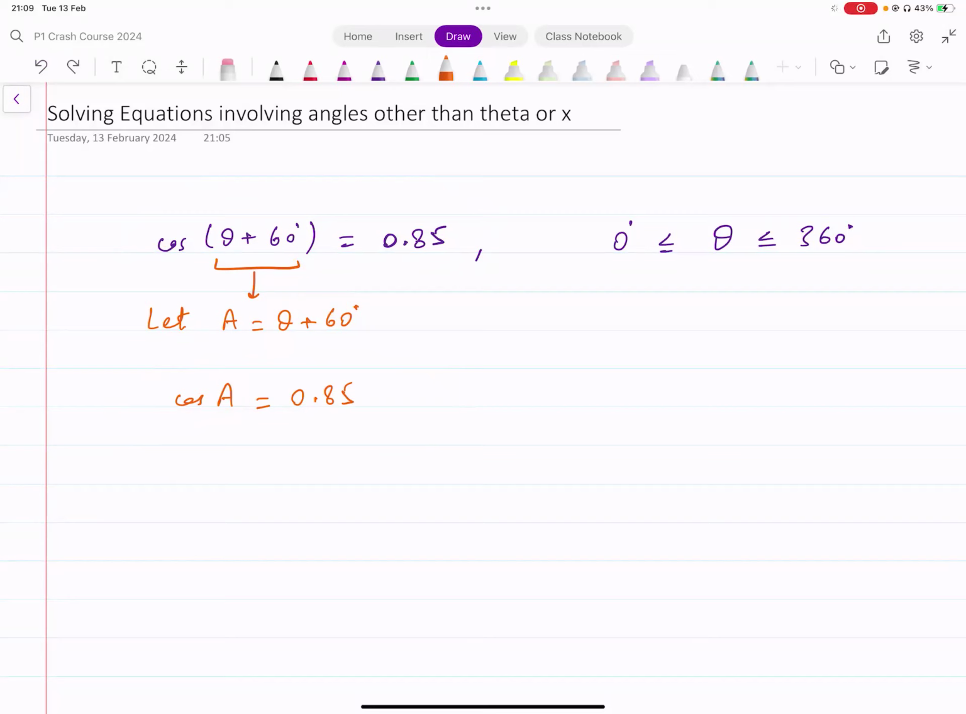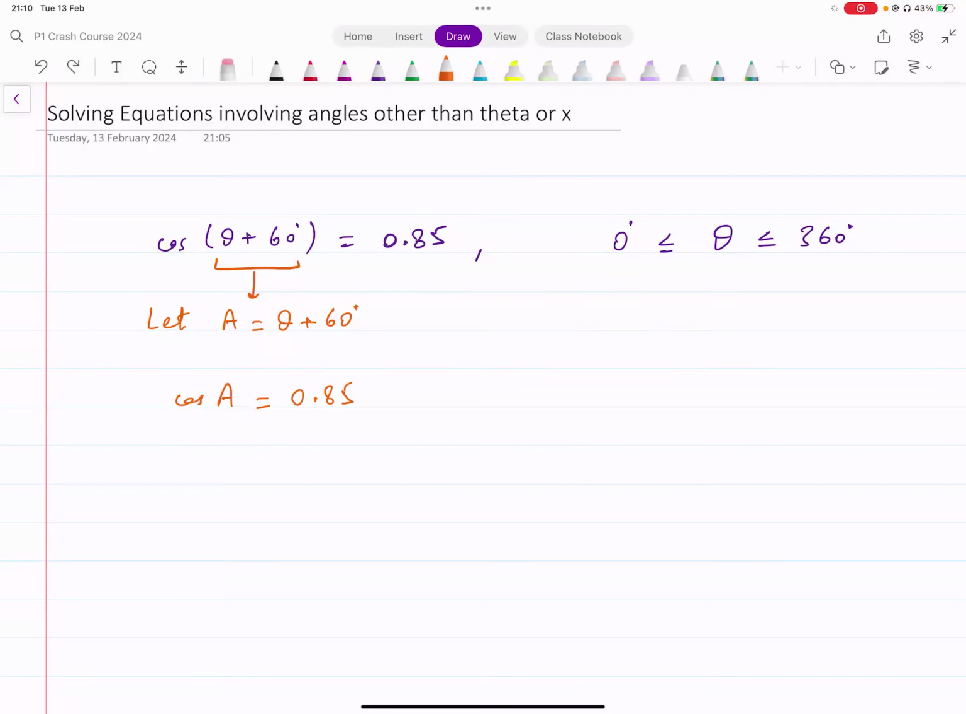Okay, so that's the idea. Whatever is inside the brackets, you replace, substitute that with another letter. In this case, we say let A equal theta plus 60, and you write the equation in that form. And now you just solve this equation. Okay.